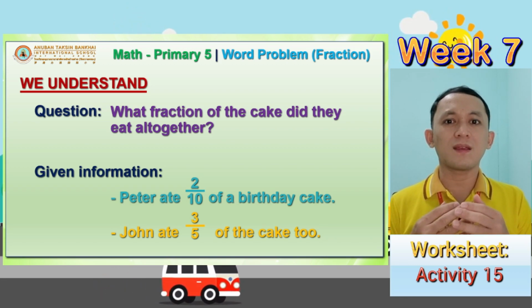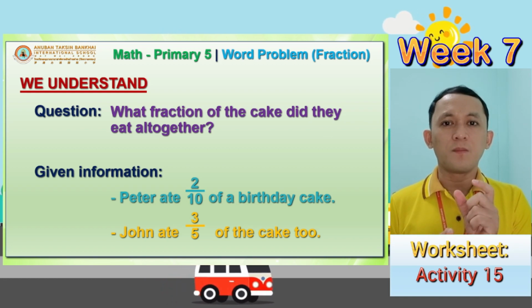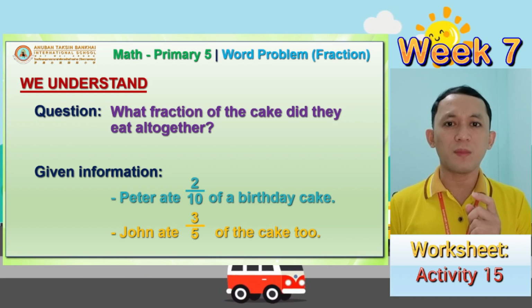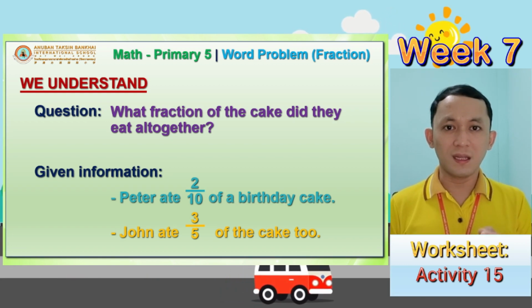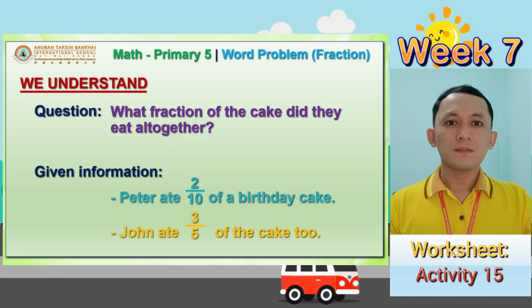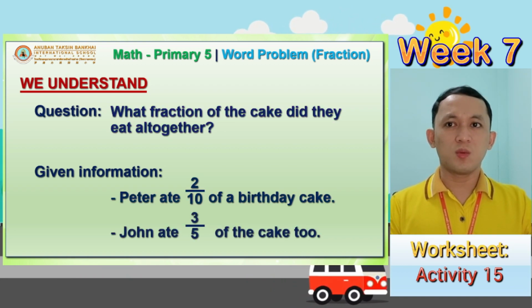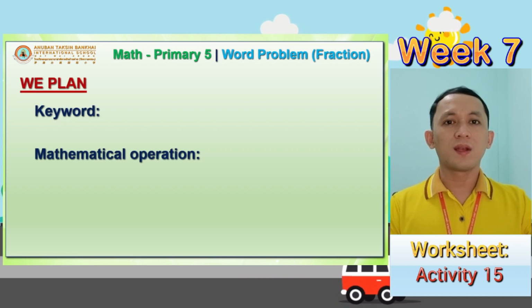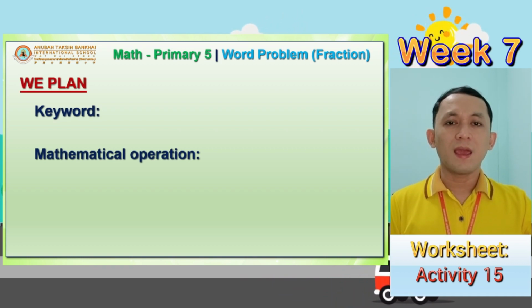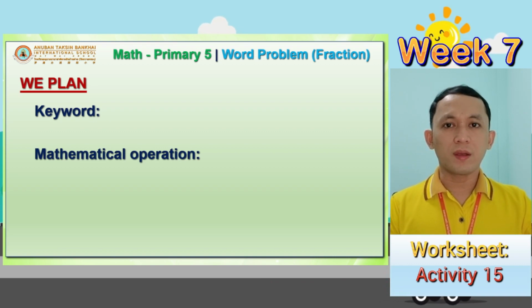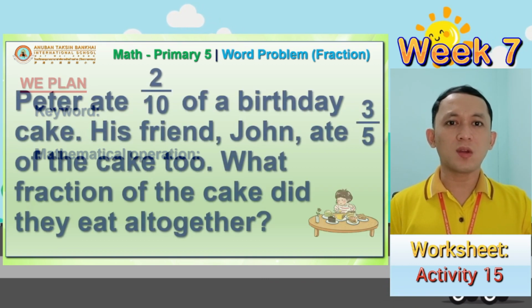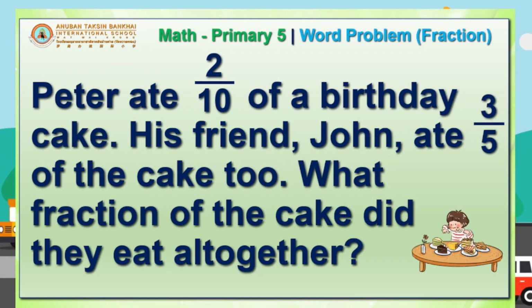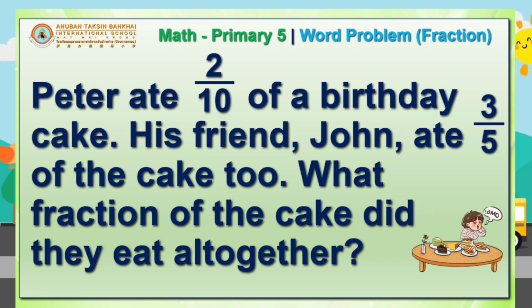You can rewrite the sentence as long as the important details, the important information are still there. Okay, now let's proceed to the second stage, which is, of course, we plan. Here we're going to identify the keyword and which operation we are going to use. So here, let's go back to the problem. Let's identify the word that could help us identify which operation we are going to use.